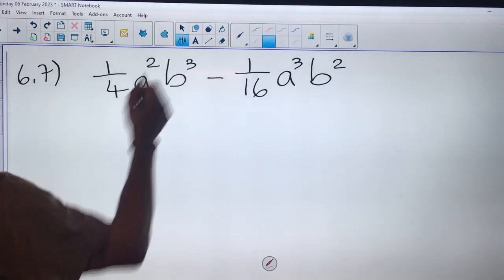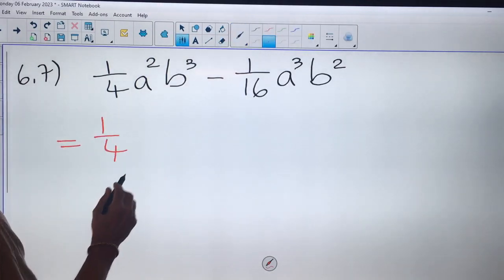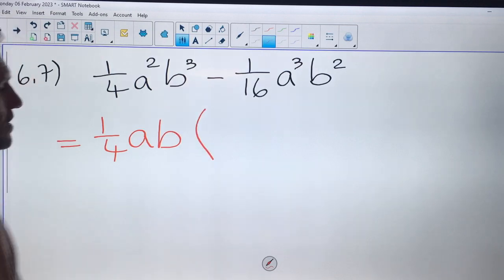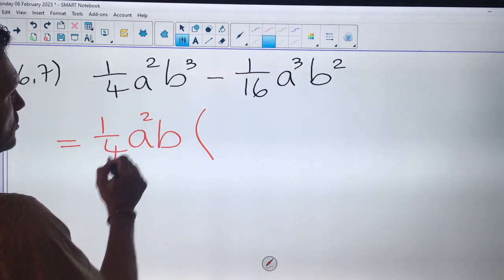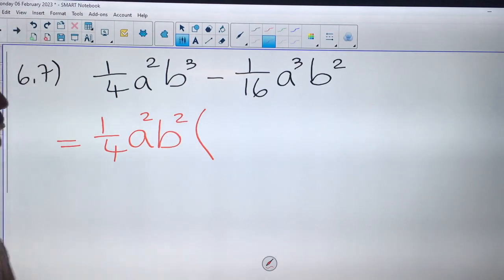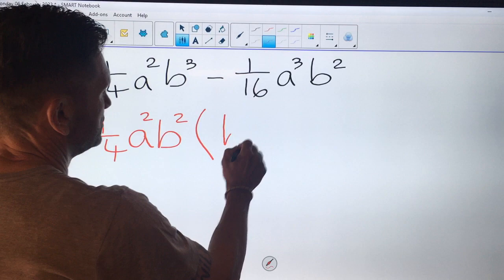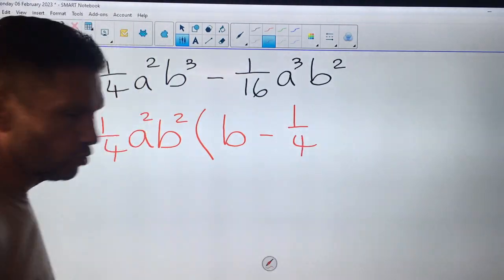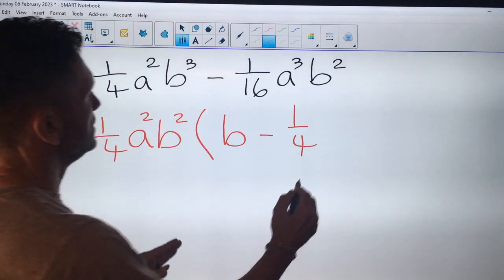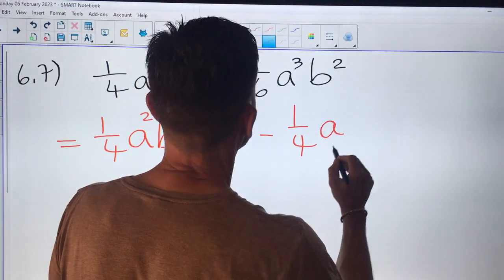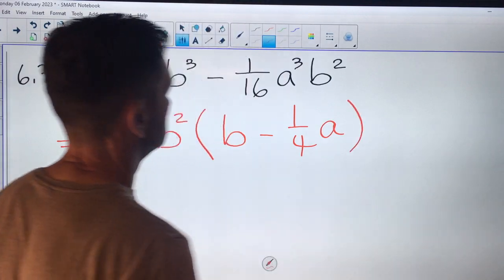Okay, so we will go with a quarter. We have a and b in each. The only thing is I have to check for the lowest power of a. What is the lowest power of a? Squared. And the lowest power of b? Also squared. So in the first one we will be left with just a b. Here we will be left with a quarter, because a quarter times a quarter gives me a 16th. And over here I'll be left with a and no b.